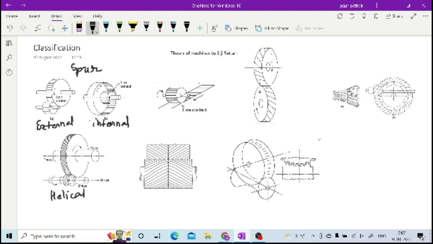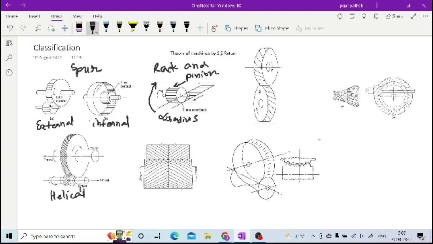One more type is the rack and pinion, where this component is the pinion, while this component, a shaft with infinite radius, is known as the rack. This kind of gear pair is used to transmit one type of motion into another, rotary motion to translatory or translatory to rotary. This is how you have different types of gears.